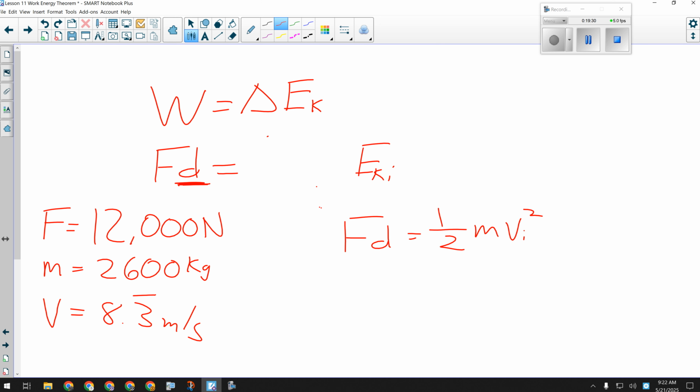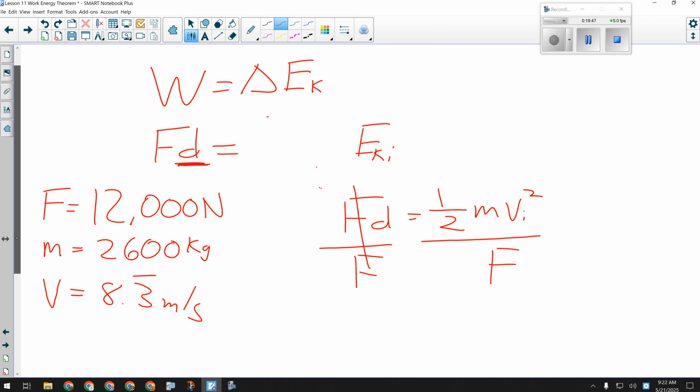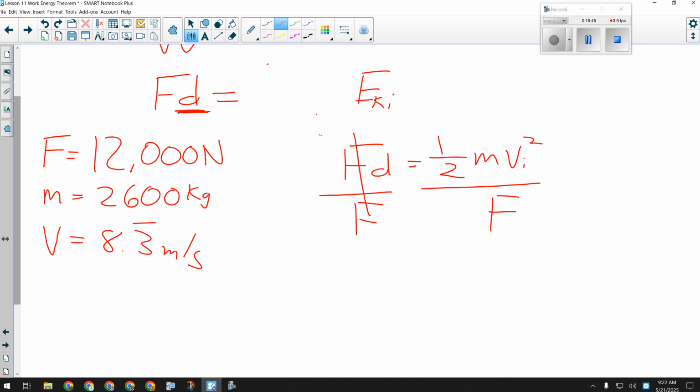Yeah, divide both sides by F. I just want to isolate D, so all I have to do is bring F over here. Not ridiculously complex algebra. I moved one thing. All right, so now, can I plug in numbers? Do I know all of these numbers over here? I do. I know all of these numbers.